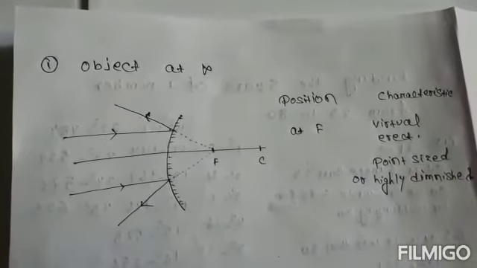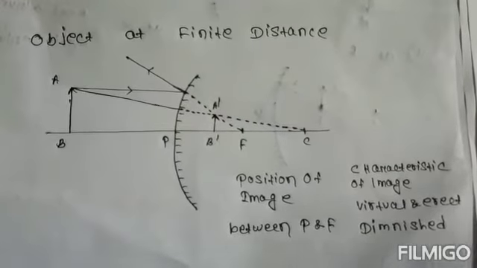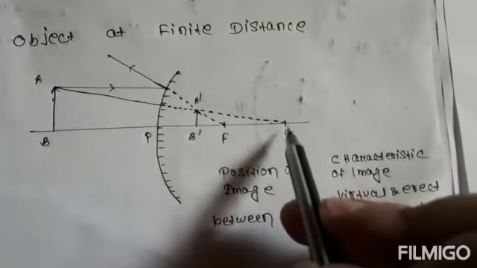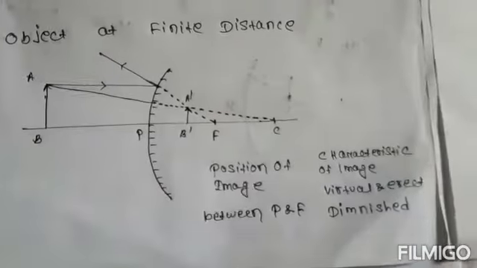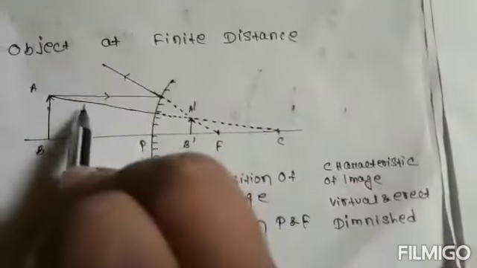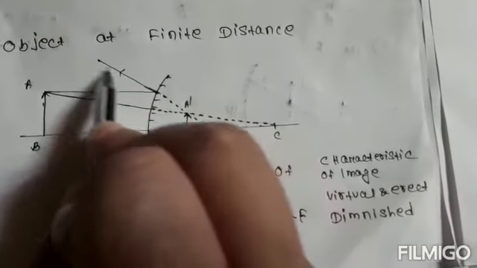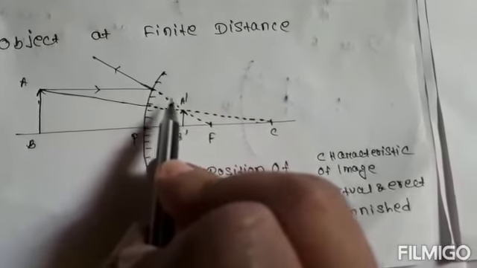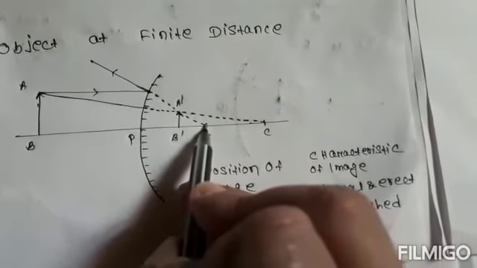Okay, then second case, object at finite distance from the mirror. So this is a convex mirror, this is focus and center of curvature behind the mirror. If one ray of light is parallel to the principal axis, then after reflection it diverges like this. If we extend backward these diverging reflected rays, then it passes through the focus.